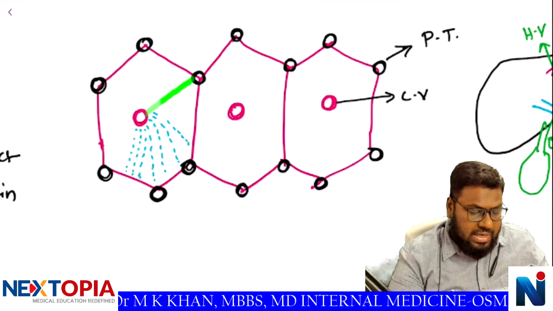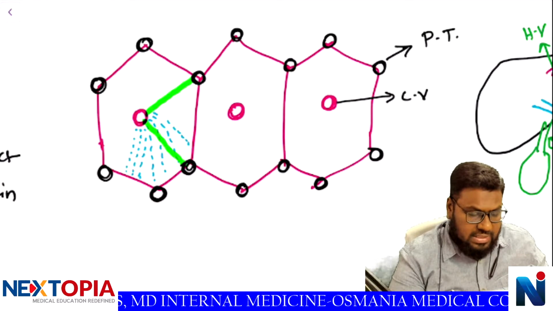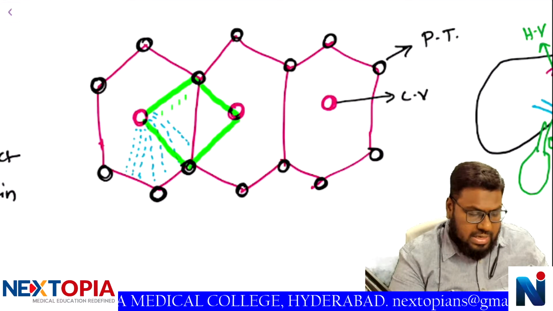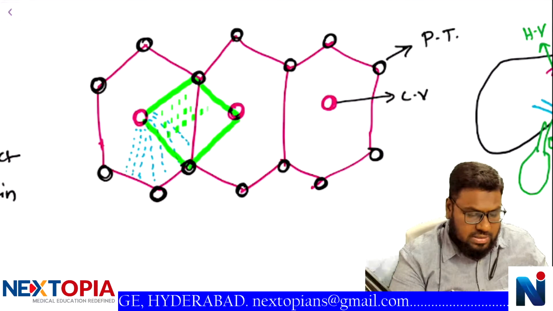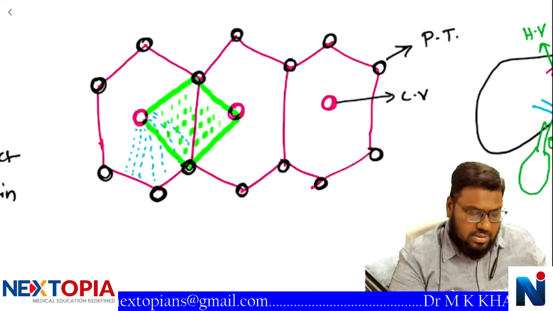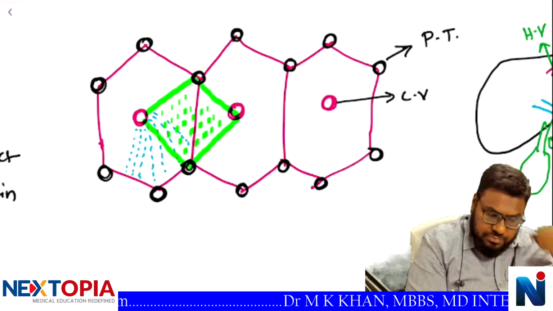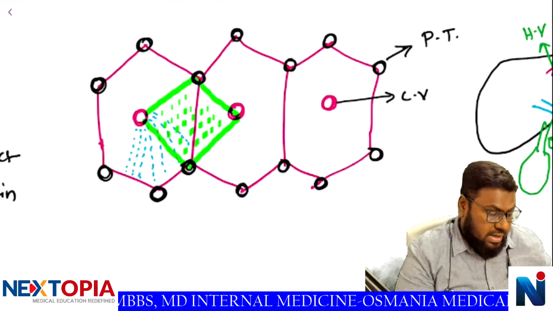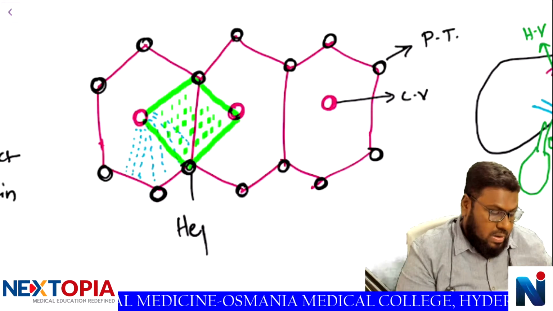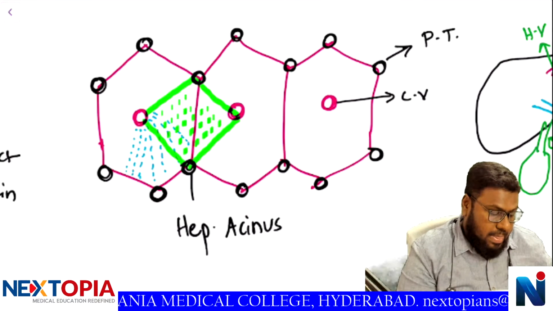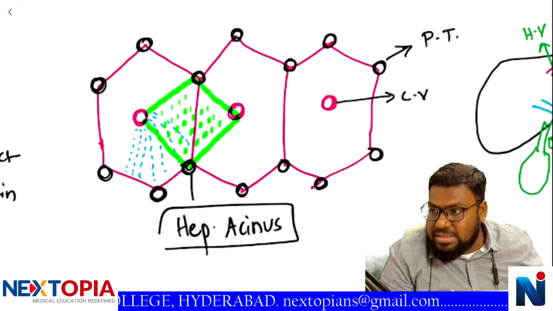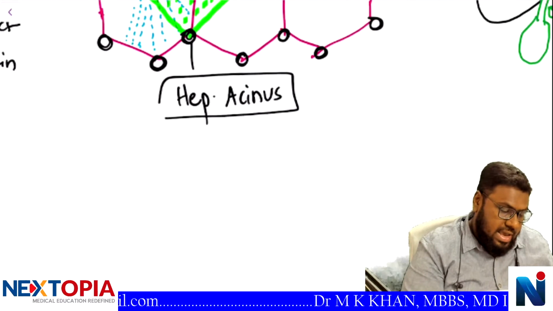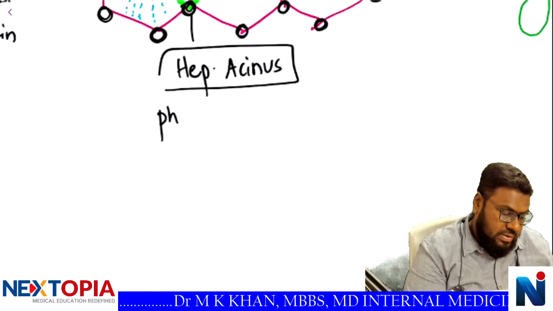So from this area, from two central veins like this, a rhomboid structure. So this area is called as hepatic acinus. From one central vein to the other, we are calling it hepatic acinus. This hepatic acinus is the physiological unit of the liver. So I'll draw acinus separately. Physiological unit.